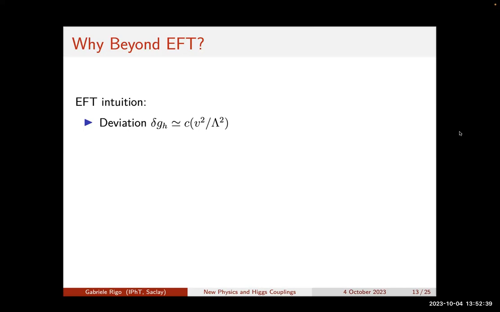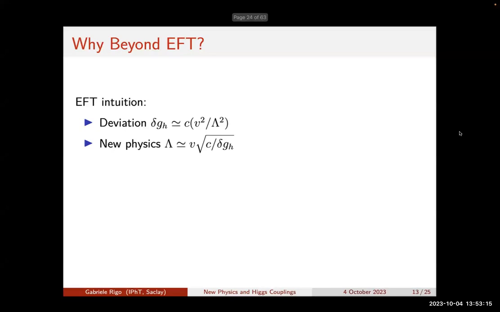The typical IPhT reasoning goes in this way. Let's say that you imagine to have a deviation in the couplings of the Higgs, and let's say that you imagine that to be generated from some operator at dimension 6 beyond the standard model. Then you can estimate the deviation that you measure in this way: some order one number times v squared over lambda squared, where lambda is the scale where the new physics actually contributes to this deviation.